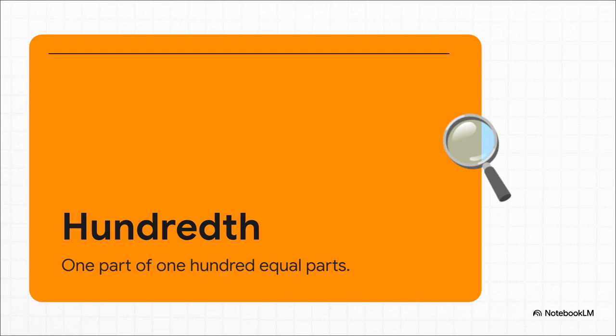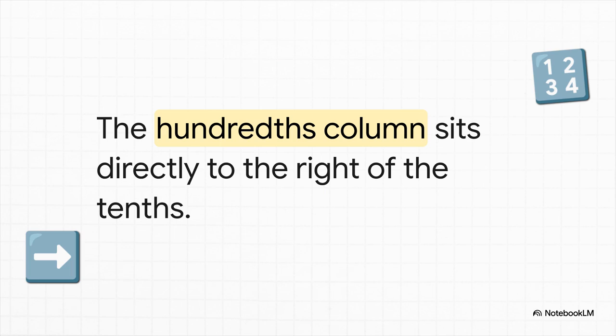Think of it like a giant puzzle. To visualize their size, just remember there are exactly 100 hundredths in one whole, and 10 hundredths neatly make up 1/10. Now, notice how hundredths fit perfectly into our place value chart. They sit right there, directly to the right of the tenths column. And remember, the golden rule of maths here: moving a digit one column to the right makes it 1/10 the size.